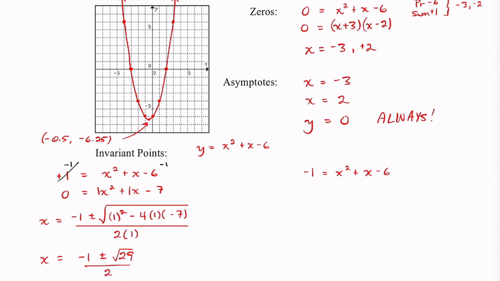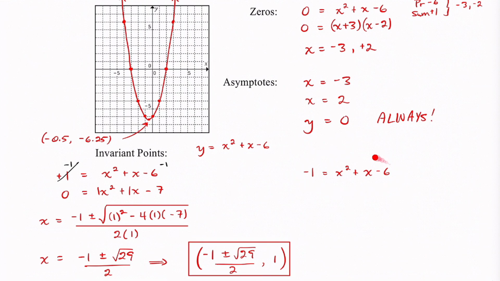So the point that we get out of this that's going to be invariant is going to be our x point, which is what we just had written. So I'll just write that out. And then that one corresponded with a positive 1, so that has to go with a positive 1.